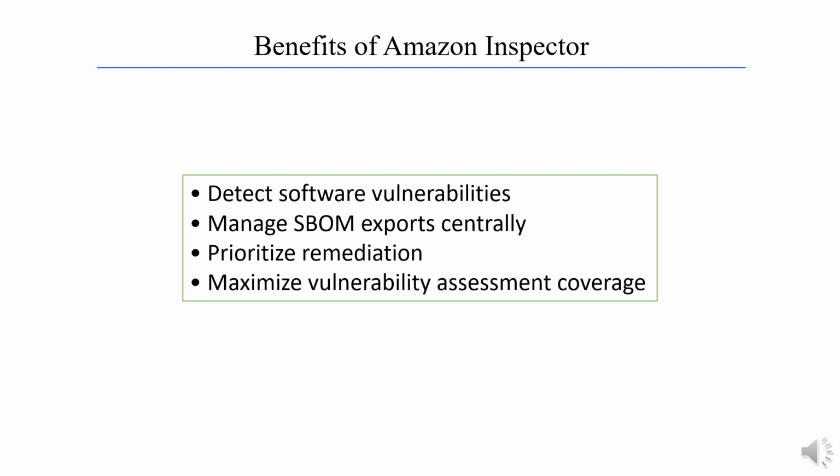Prioritize remediation. Use the Amazon Inspector risk score to prioritize remediation, reducing mean time to remediate MTTR. Maximize vulnerability assessment coverage. Seamlessly scan EC2 instances, switching between agent-based and agentless scanning.